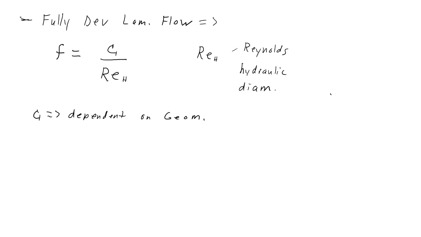I don't think we're going to do turbulent flows in non-circular ducts, but let's just do an example. So if it's a square-shaped channel, this constant is equal to about 56.9, just for example.